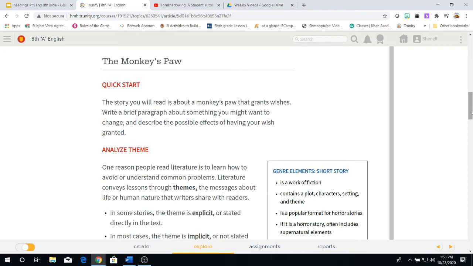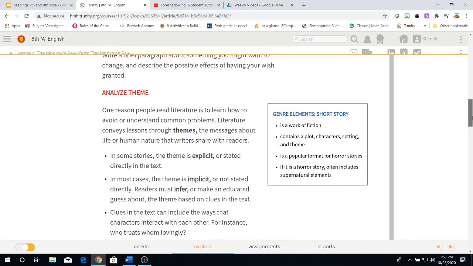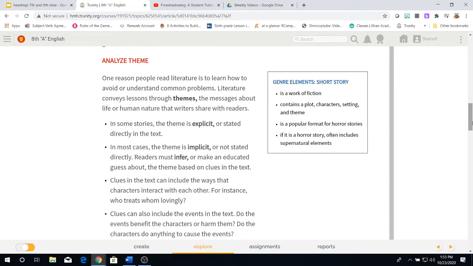All right, so the next thing after the quick start would be analyze the theme. One reason people read literature is to learn how to avoid or understand common problems. Literature conveys lessons through themes, the messages about life or human nature that writers share with readers. In some stories, the theme is explicit, which means that it's stated directly in the text and you see it. In most cases, the theme is inexplicit or not stated directly.